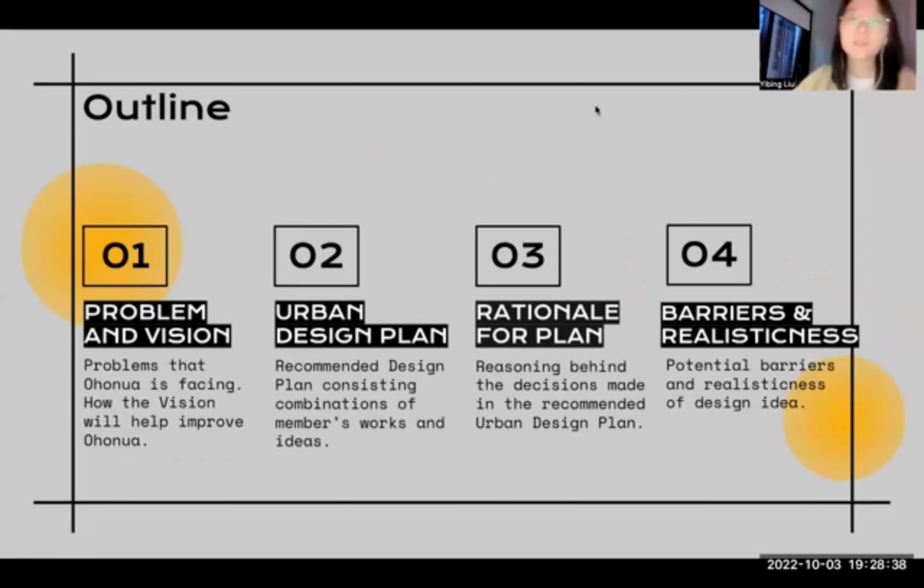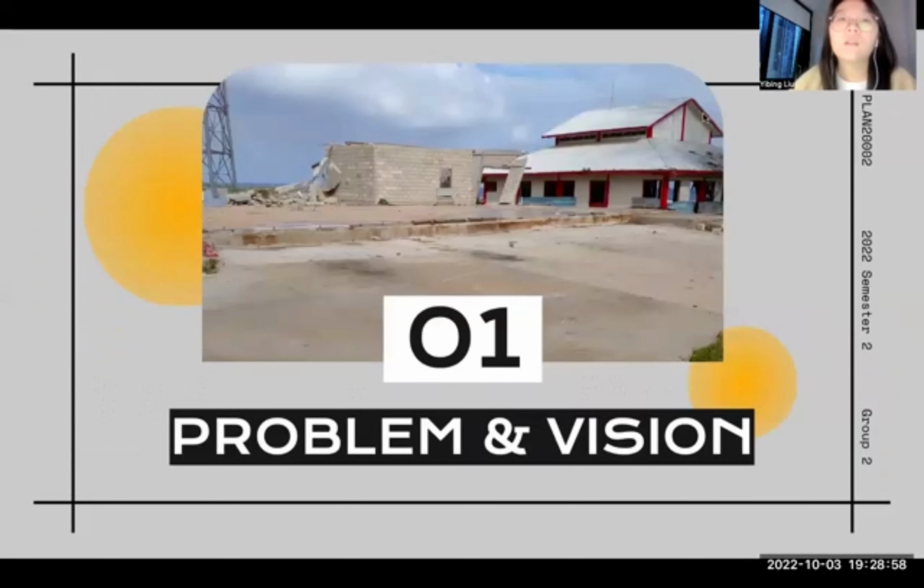Our presentation consists of 4 parts. The first one is the problem of our site and the basic vision of our project. And we will introduce further our recommended design, then explain the rationale and its barriers and feasibilities. So let's begin with the problem and vision.